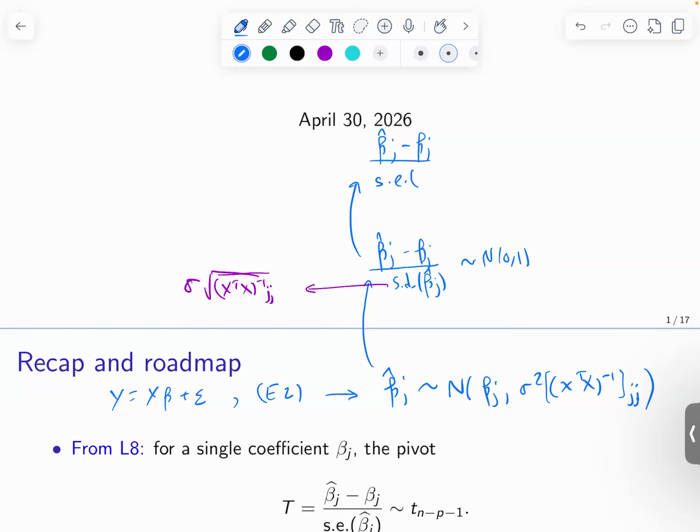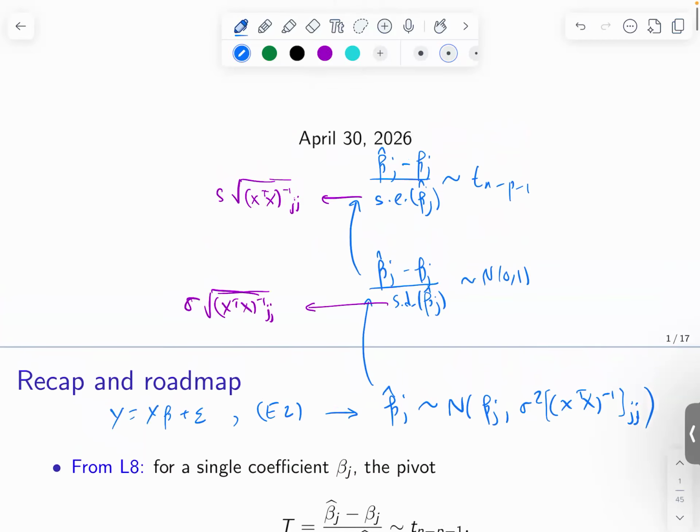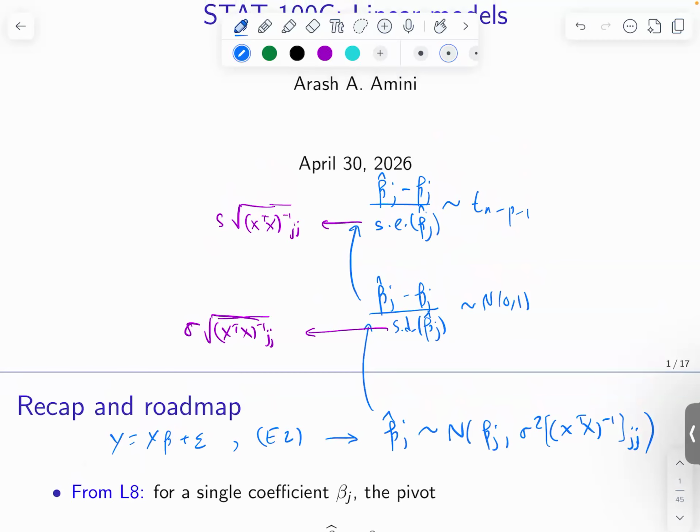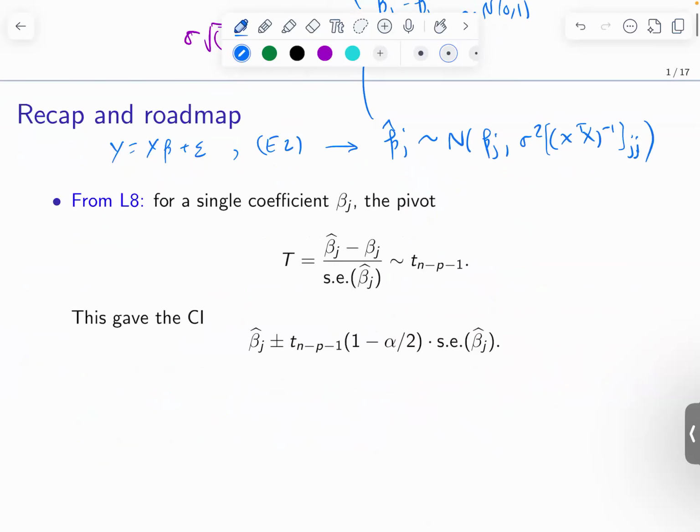So this would give me the standard error, which is S root X transpose X inverse jj. And so this would be t with n minus p minus 1 degrees of freedom. And so this is the proper pivot for beta j. It's a quantity that depends on the unknown parameter beta j and the observations, whose distribution does not depend on any unknown parameters. Then we can use this to construct our interval.